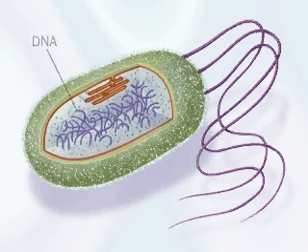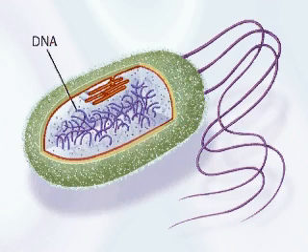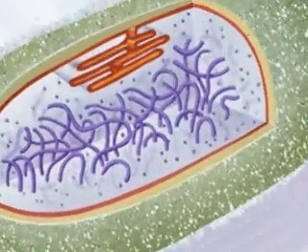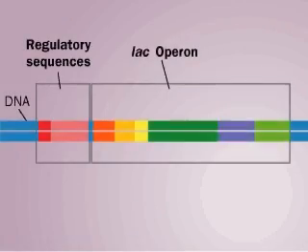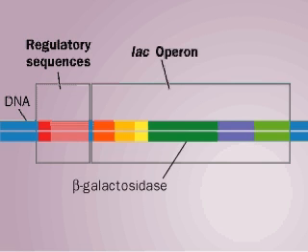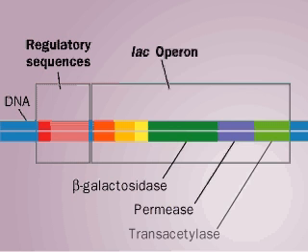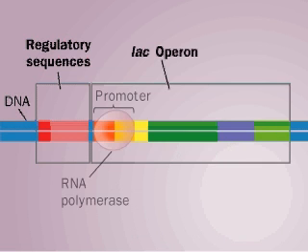The Lac operon is a bacterial system for regulating genes that control the utilization of a disaccharide, lactose. The operon controls expression of genes for beta-galactosidase, which splits the disaccharide, permease, which transports lactose into the cell, and transacetylase. These structural genes are transcribed when RNA polymerase can bind the promoter controlling them.